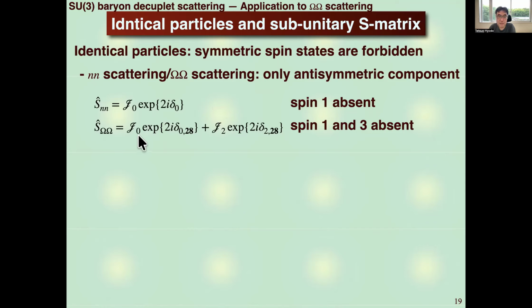Now, in the omega-omega case, we have spin 0 to 3, but with this requirement of antisymmetry for the fermionic nature, we only have a spin 0 phase shift and a spin 2 phase shift. Namely, spin 1 and spin 3 don't appear here.